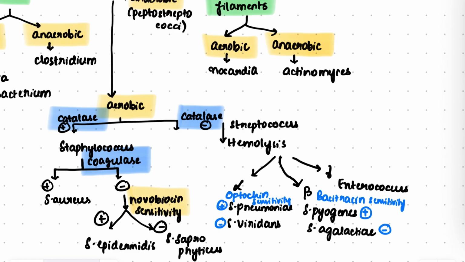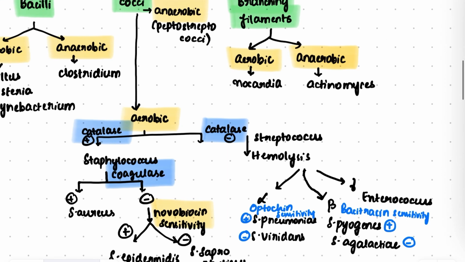Beta hemolysis is a complete hemolysis. These are divided based on bacitracin sensitivity. Sensitive one is the pyogenes and the resistant one is the agalactiae. Gamma hemolysis means no hemolysis. So here the organism is Enterococcus.